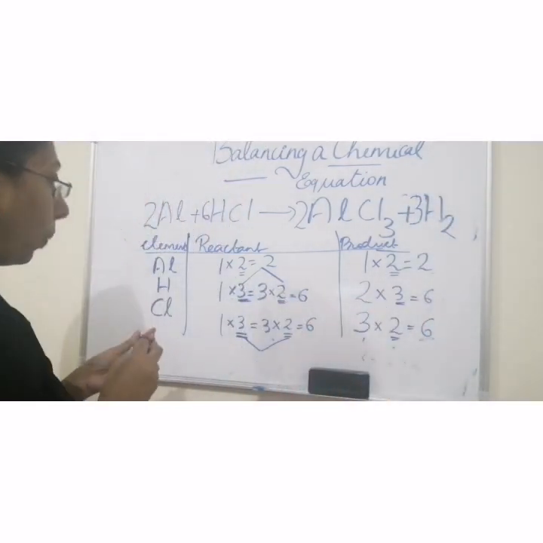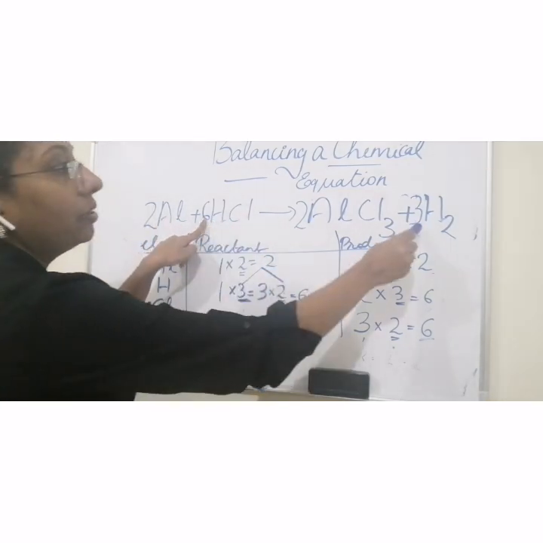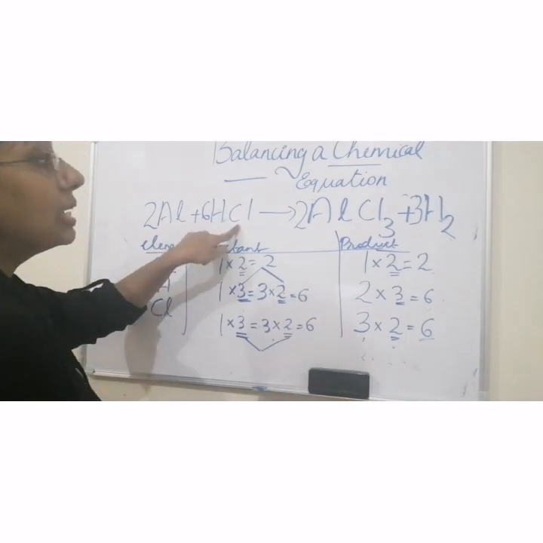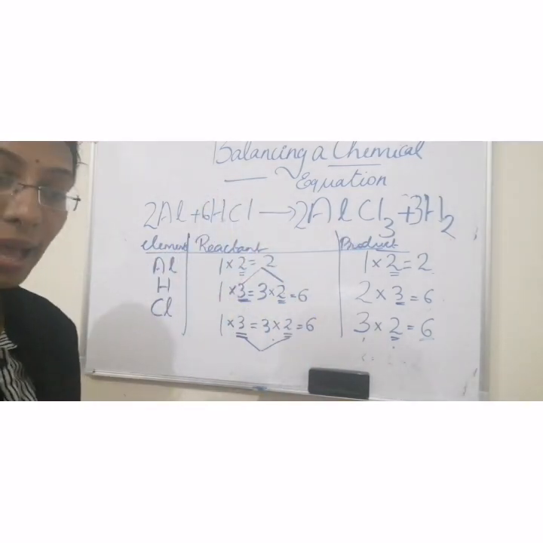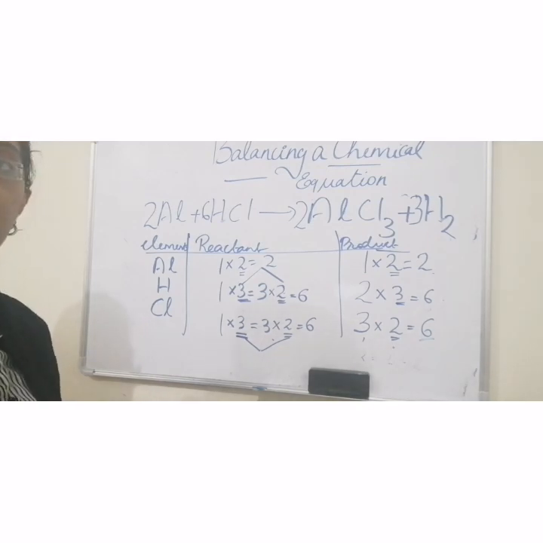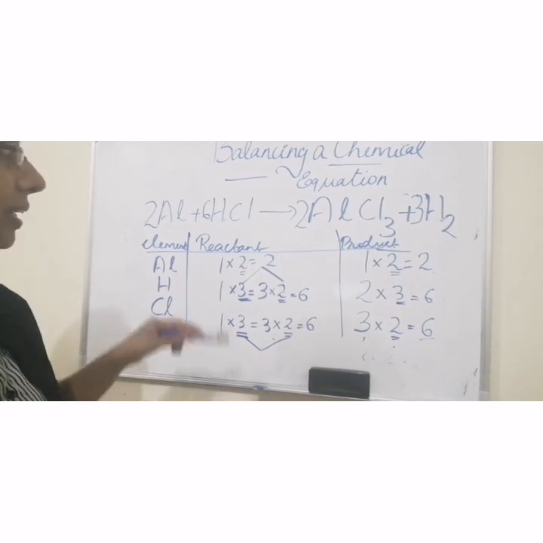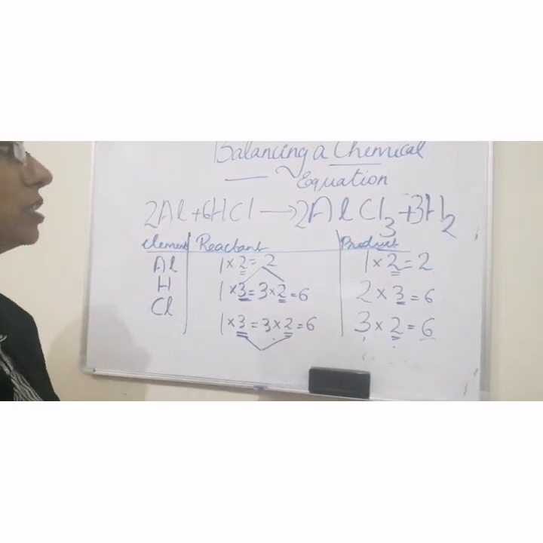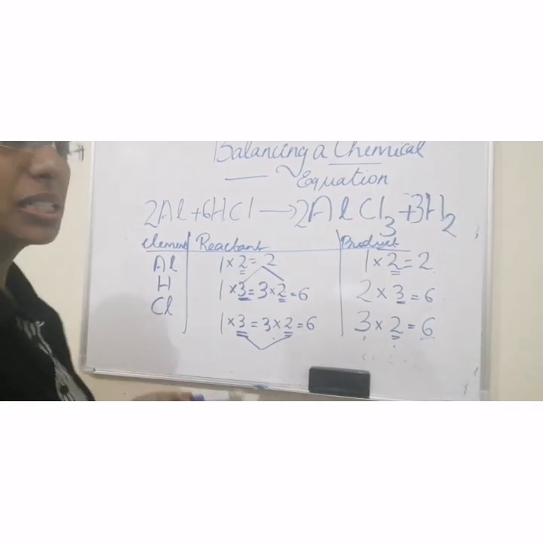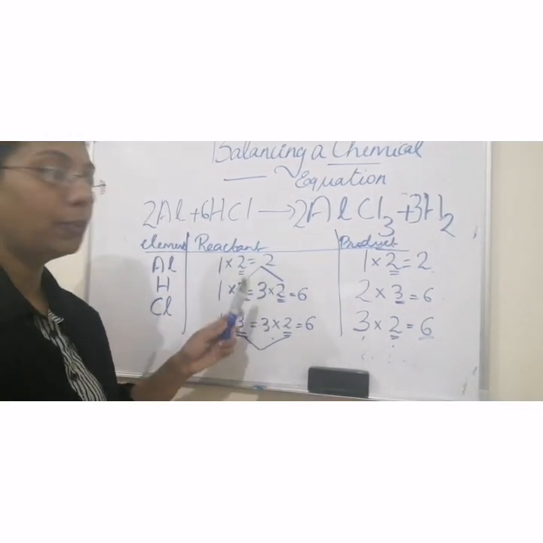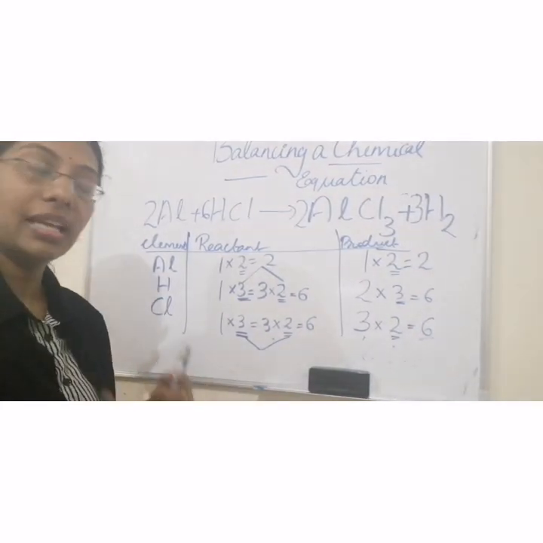Now we will check our equation. 2Al, 2Al. 6 hydrogen, 3 into 2. 6 hydrogen, 6 chlorine, 3 into 2. 6 chlorine. Now the equation is balanced. Clear? You can check this once more. Just go through that. Whenever you are writing this equation, keep a paper and pen in front of you. Then it will be easy for you to do along with me. And if you have any confusion, you can pause it and check again.